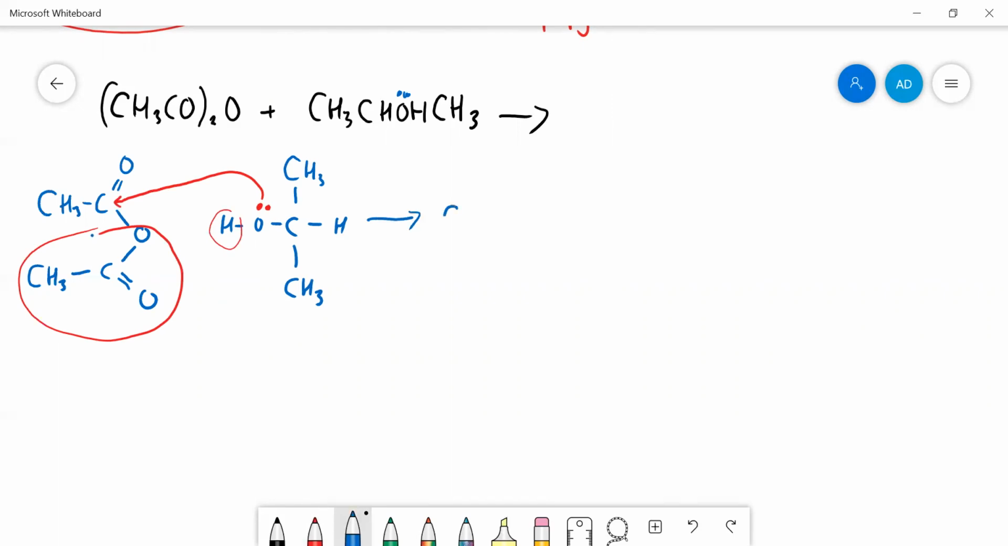So we can have CH3, C double bond O, and then we're going to have this carbon, okay? So that's going to be O, CH3, H, CH3. And the small molecule is going to be ethanoic acid again.